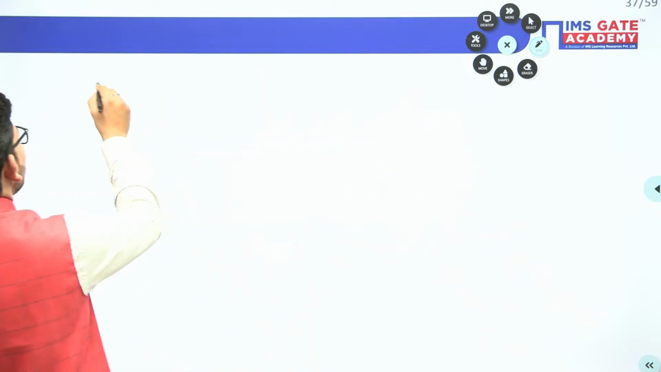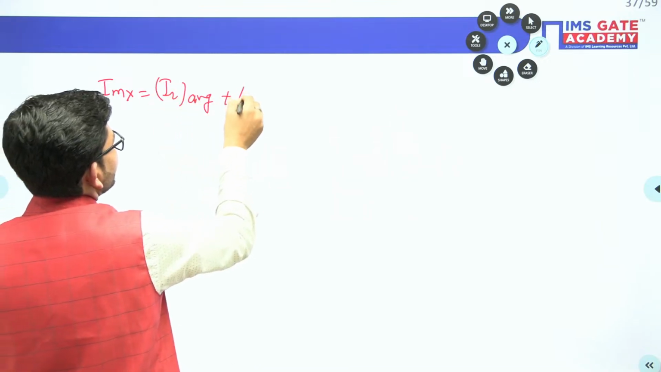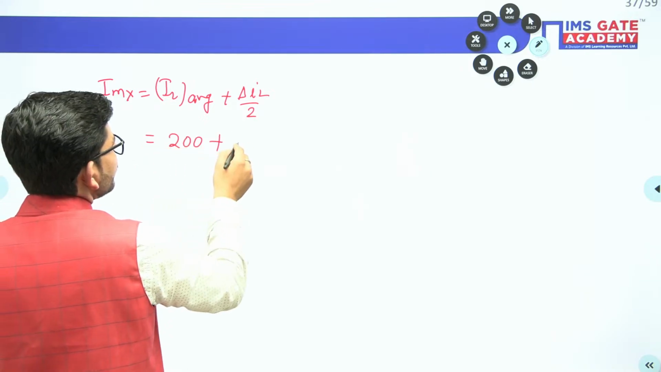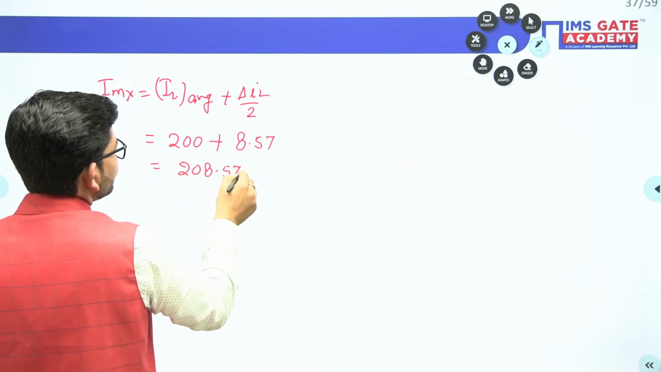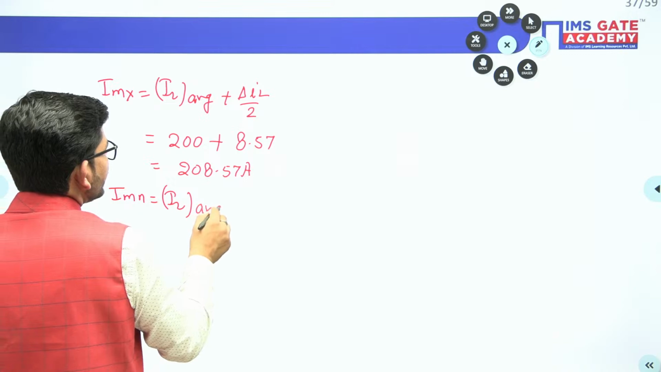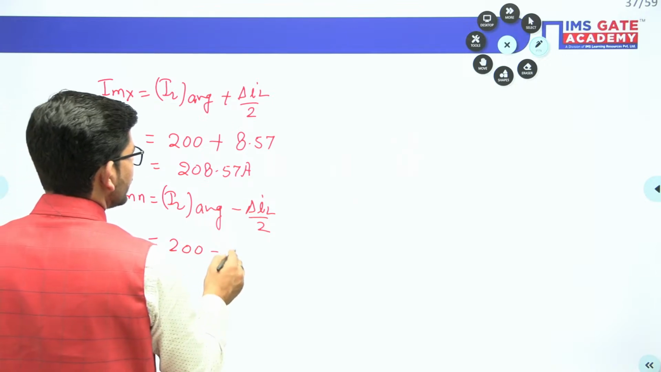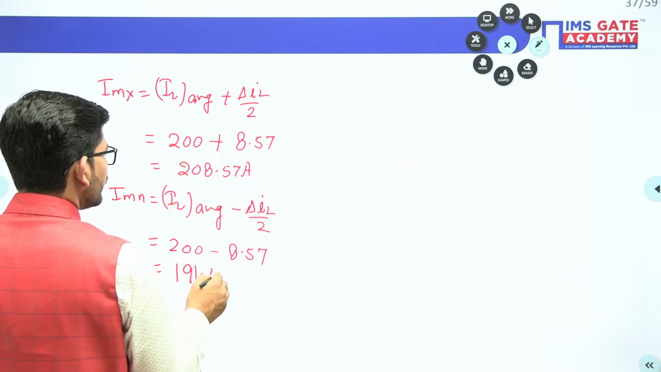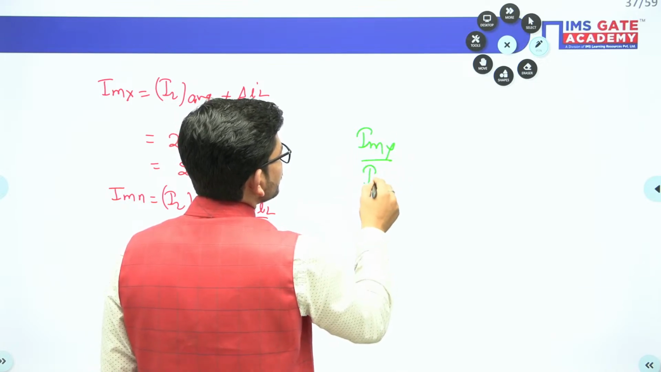Now what will be the Imax? Imax is IL average plus del IL by 2. IL average is 200, plus del IL by 2 is 8.57. So this will be 208.57 ampere. Now what will be Imin? Imin will be IL average minus del IL by 2. So 200 minus 8.57, and you will get 191.43 ampere.